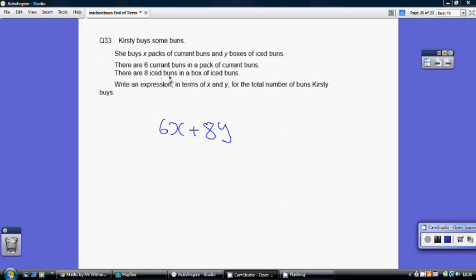Same thing with the ice buns. We've got 8 ice buns in a box. So if I said to you we've got 2 boxes, you'd say 16 buns. If I said to you 10 boxes, you'd say 80 buns. But I'm saying to you y boxes, so that's 8y buns. You're just simply multiplying the number of boxes by 8. So how many buns have we got altogether? We've got 6x plus 8y.